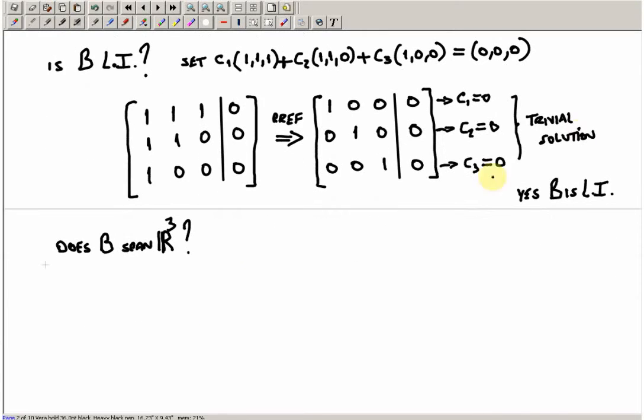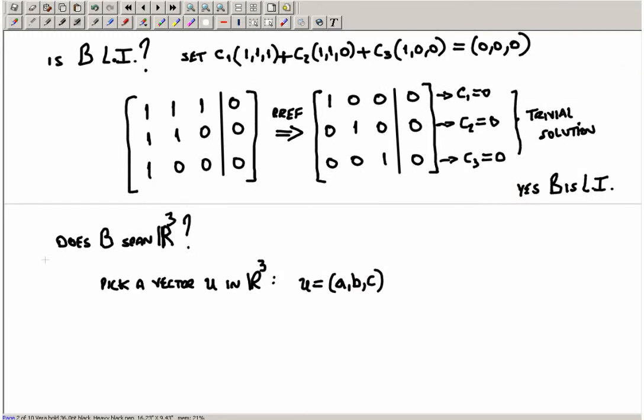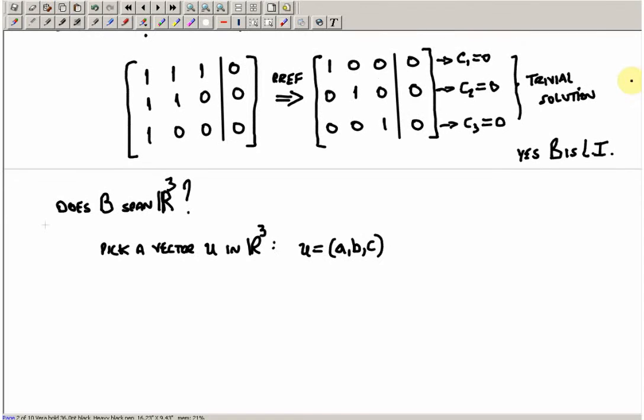Well, let's see. What do we do to show that a set spans a vector space? Well, we pick a vector in the vector space and see if we can write that vector as a linear combination of vectors in B. Okay, so that's the idea. Pick a vector U in R3. You cannot pick a specific vector. You have to pick a general vector, right? Because we want to show that all vectors in R3 can be written as a linear combination of B. That's what we want to see if it does.